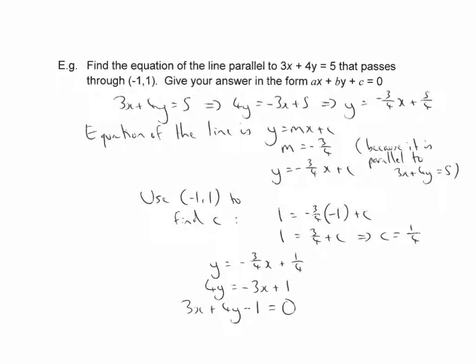First thing I'm going to try and find is m. If these lines are parallel, they have the same gradient. So I would like to know the gradient of this thing here. And here's where there's the temptation to go wrong. People automatically say that the gradient of the line is the number in front of x. That's true when it's written in the correct form.